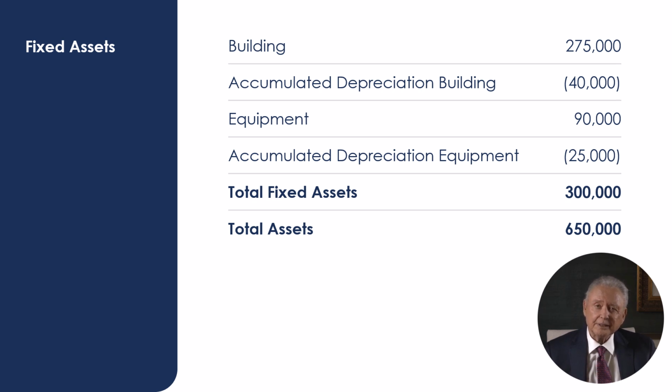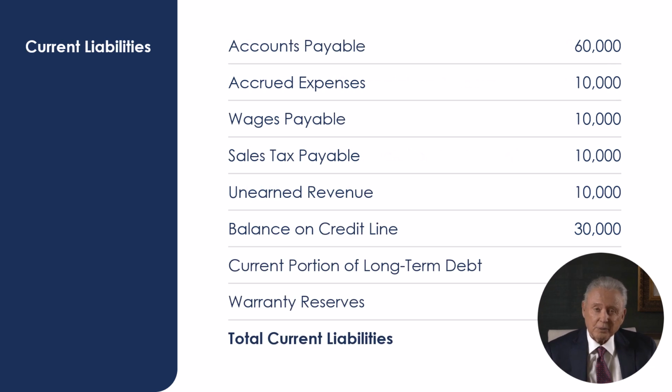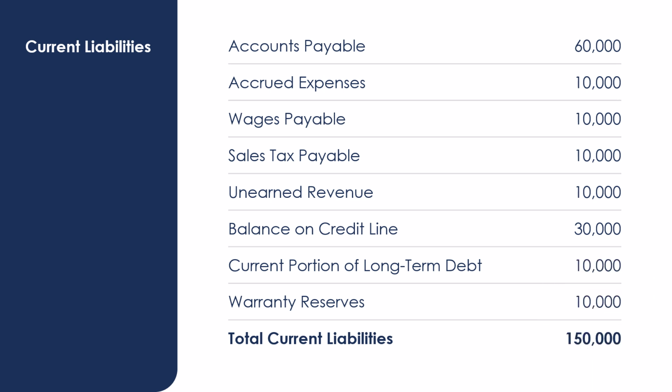A building, $275,000, less accumulated depreciation, $40,000. Equipment, $90,000. Less accumulated depreciation, $25,000. Total fixed assets, net of accumulated depreciation, $300,000. Total assets, $650,000. Here we have current liabilities. These are liabilities due within the year or accounting cycle. Accounts payable, $60,000. Accrued expenses, $10,000.